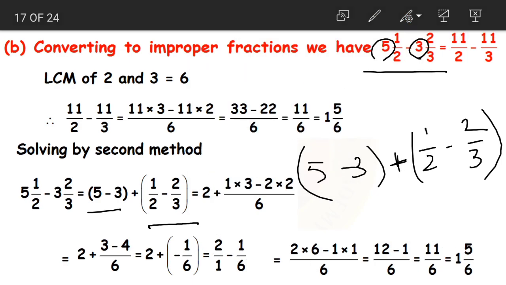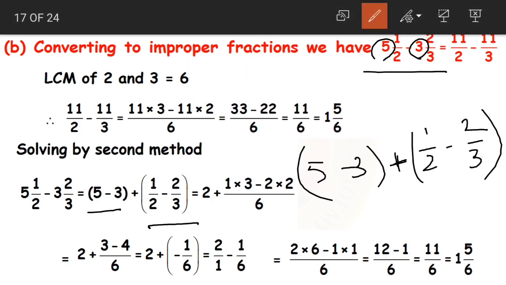Clear students? Now these are the two methods of solving addition or subtraction of mixed numbers, wherein we can convert them first into improper fractions and add or subtract, or in the second method we can simply subtract the whole number part separately and then the fractional part separately and combine them together.